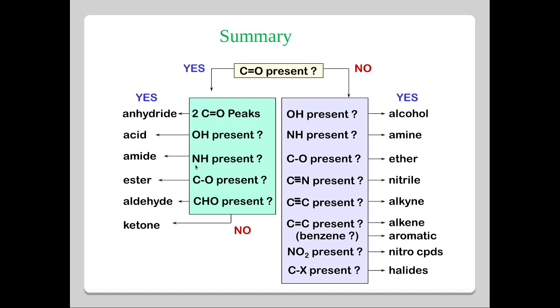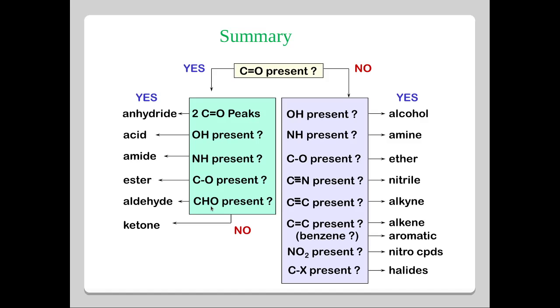Then if there is no such band, look for a CO band between 1000 and 1200 cm⁻¹. If such a band is there, it could be carbonyl and CO, which makes it an ester functional group. If there is no such band, then look for the CH band.